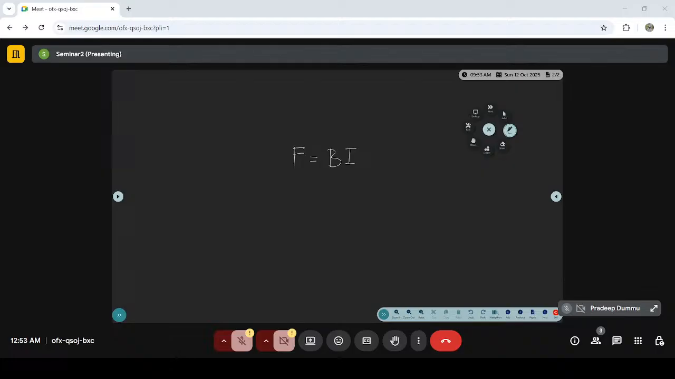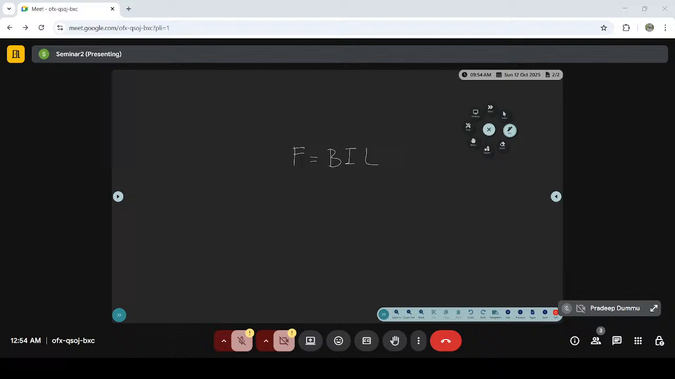So it depends upon the current value. Next one, length of the conductors. How many conductors are present in the armature? So it depends upon the force that will be created, depending upon the factors. What are the factors?